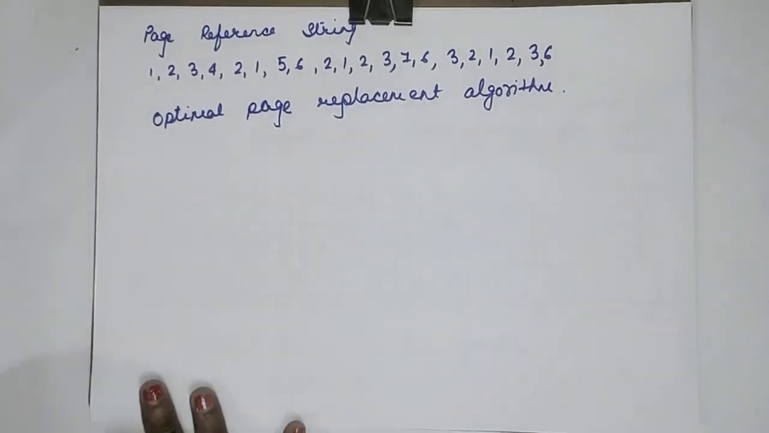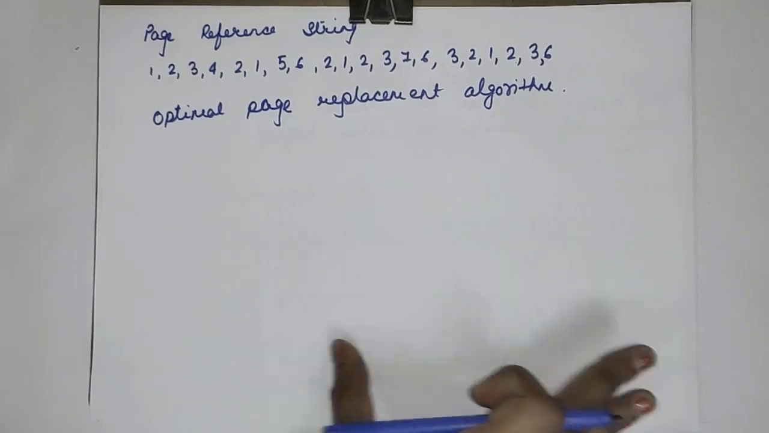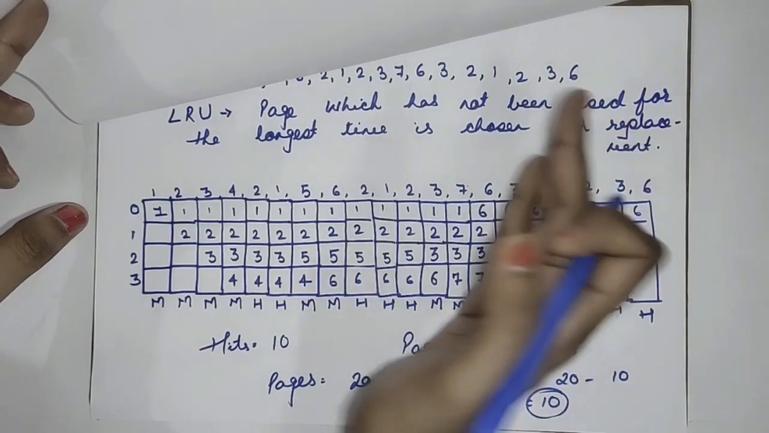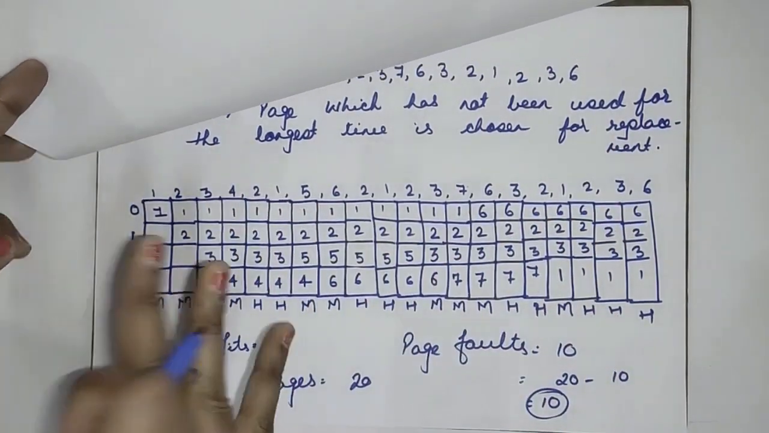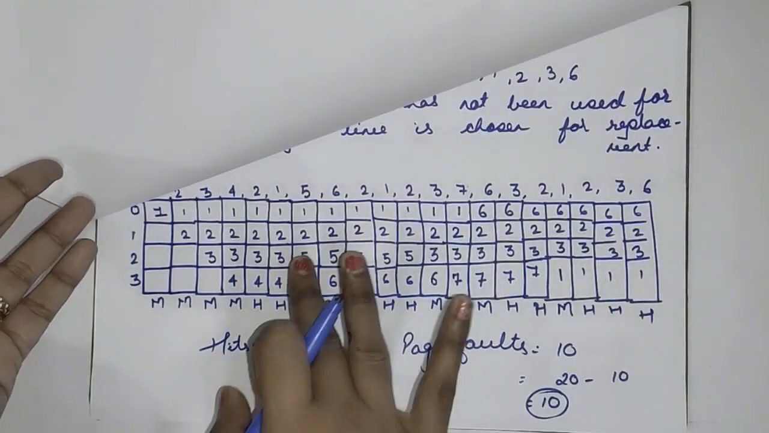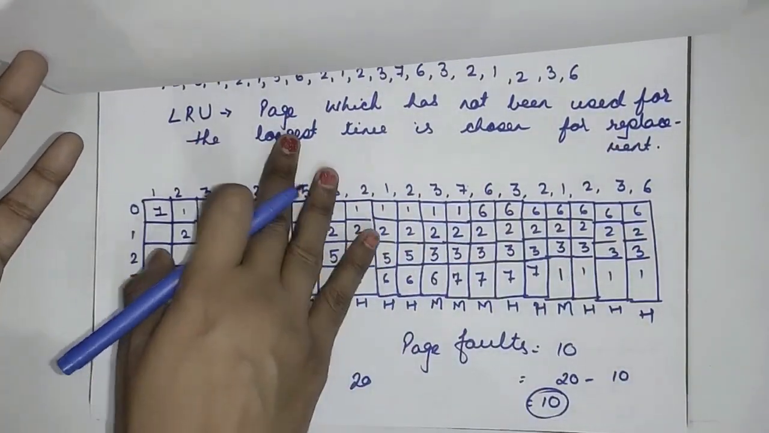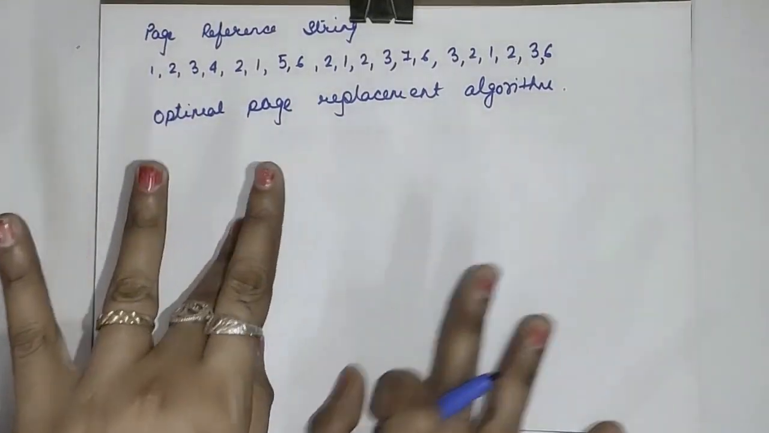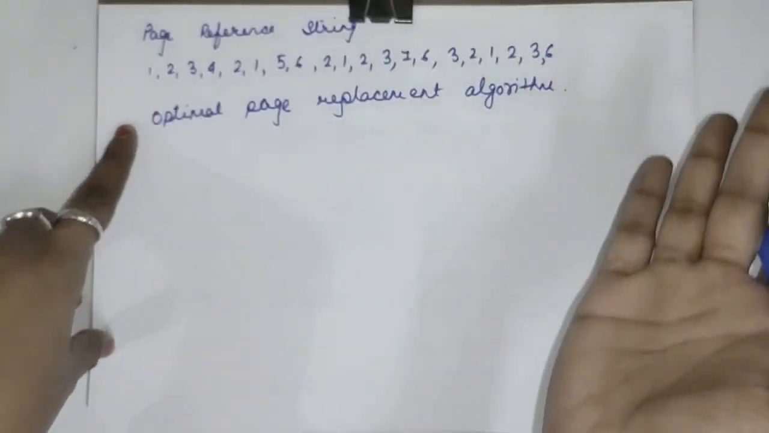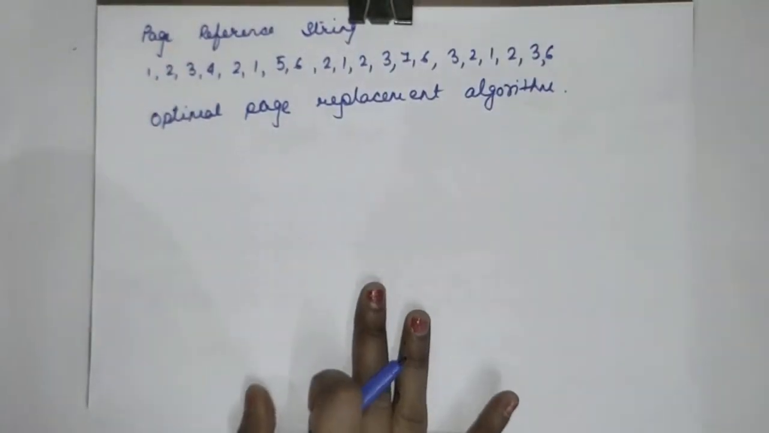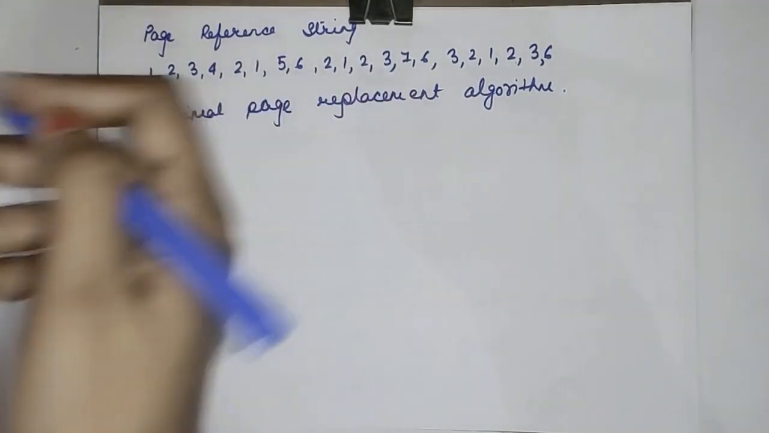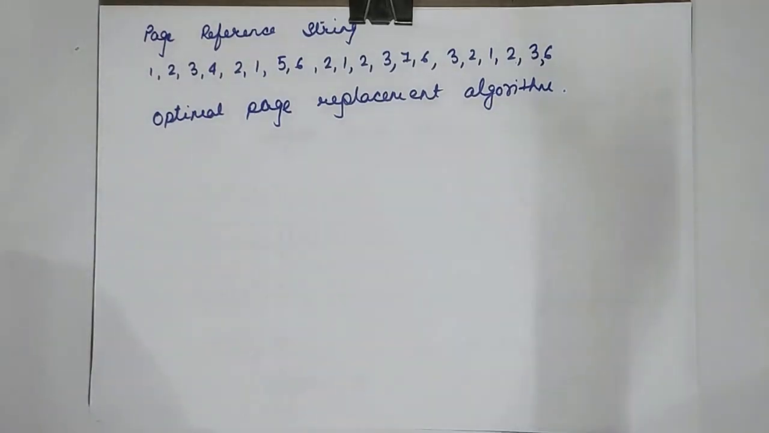So what does the optimal page replacement algorithm do? In LRU, we look at the past: a page which has not been used in the past might not be used in the future as well, but we don't know the future in least recently used, LRU. But in the optimal page replacement algorithm, we can see through the future, and the page which will not be used in the future will be replaced first. So here we replace the page that will not be used in the future.